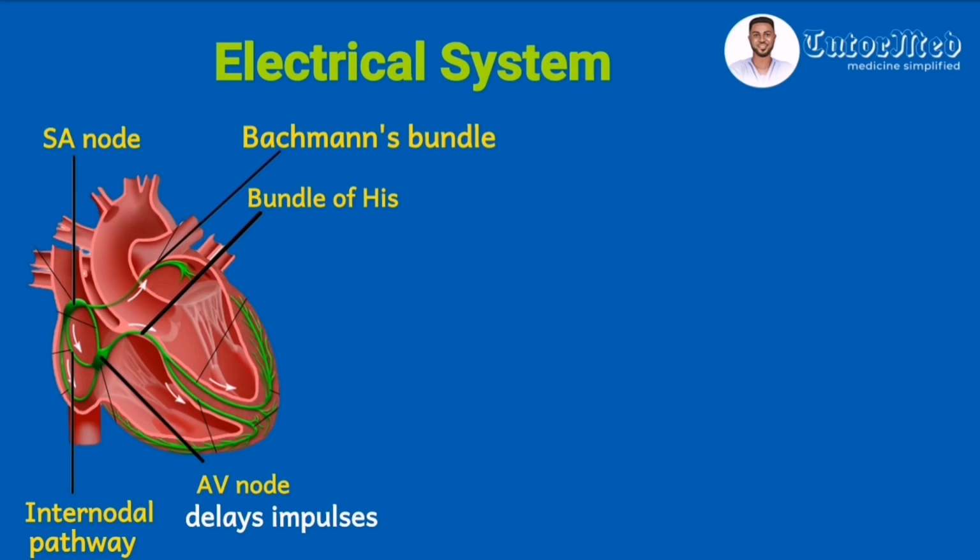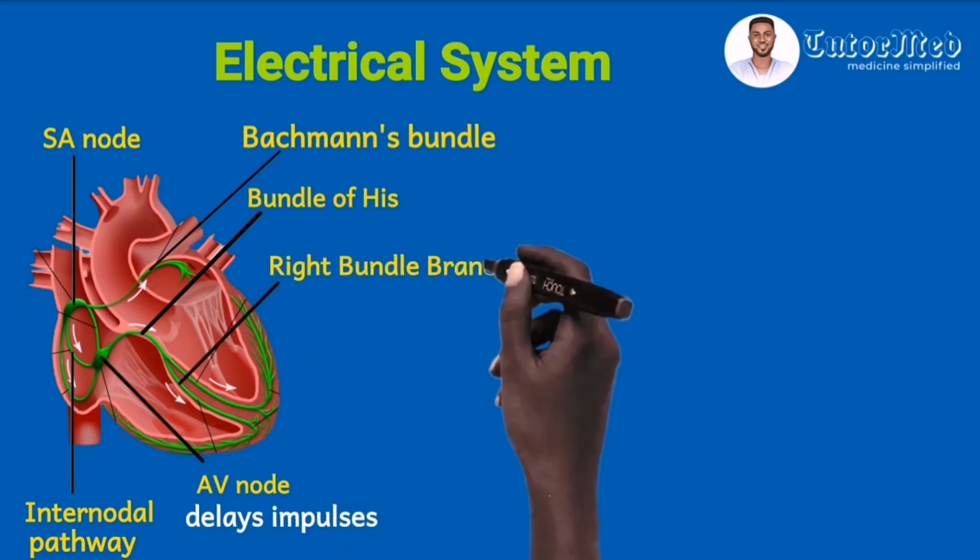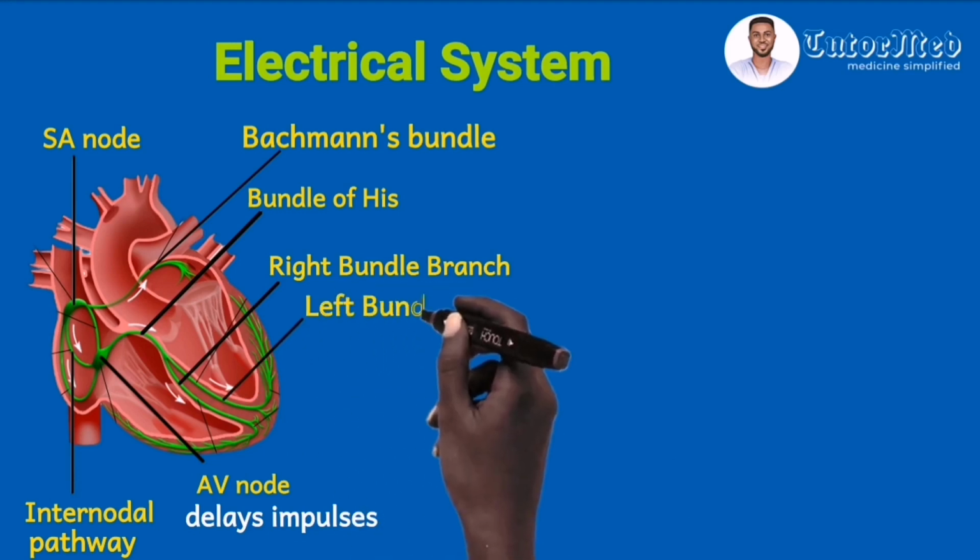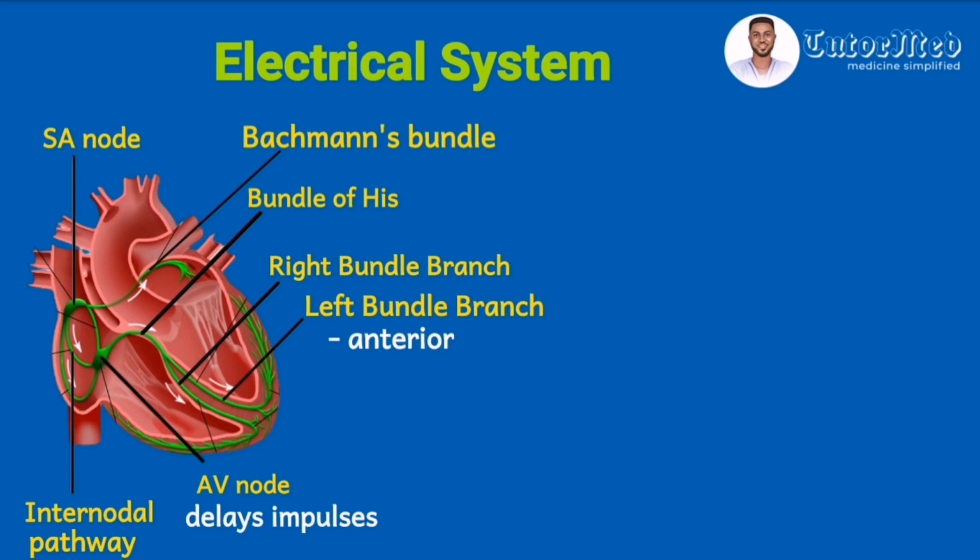Now to achieve that, the bundle of His divides into the right bundle and the left bundle branch. And although this is not shown in the diagram, the left bundle branch divides into an anterior and a posterior fascicle.